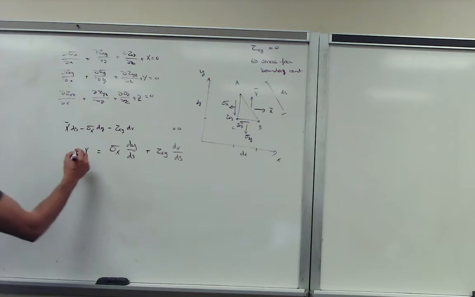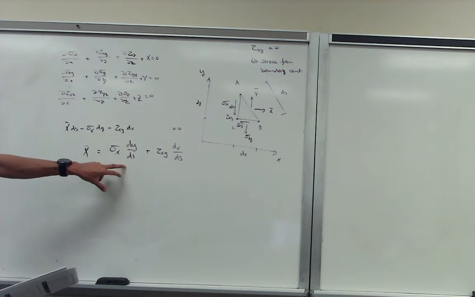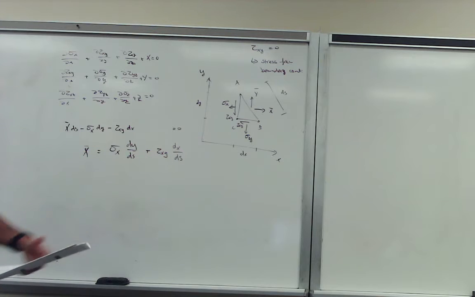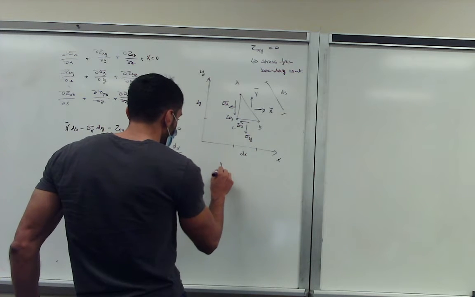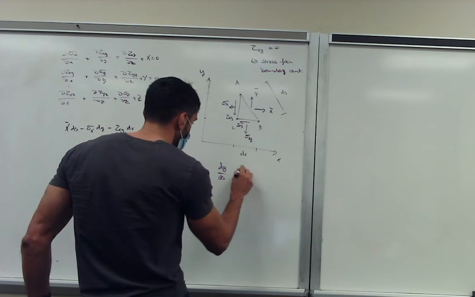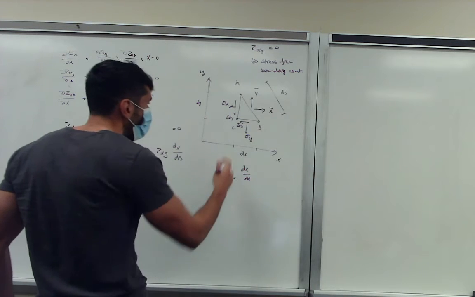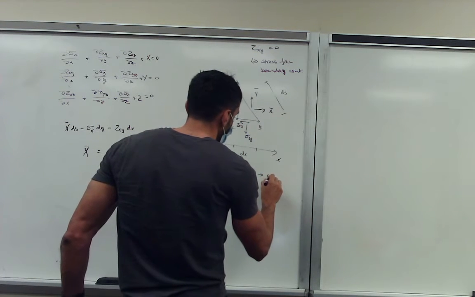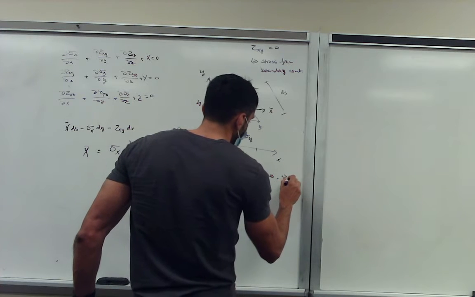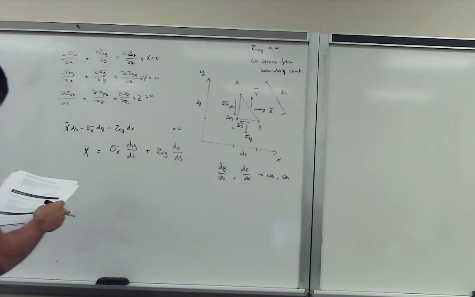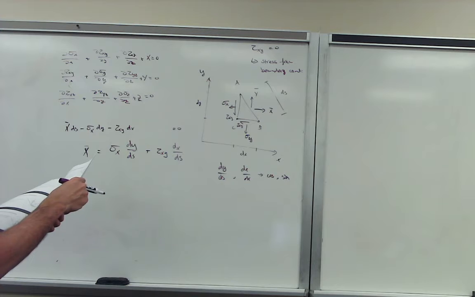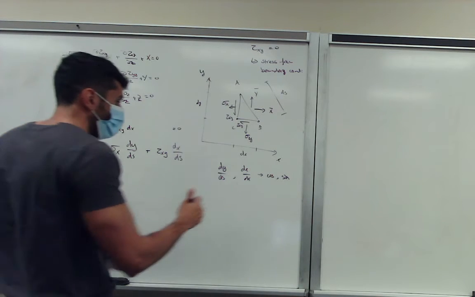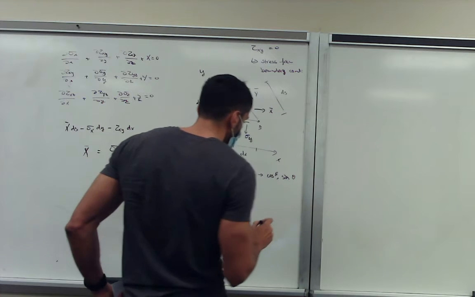But regardless, we can write our force X as a function of sigma x dy over ds plus tau xy dx over ds. Now what we can do, just for simplicity, is rewrite dy over ds and dx over ds, depending on which angle you choose, as a cosine and a sine. Which angle do we use? Not defined. I think theta. So you can define that as cosine theta and sine theta.